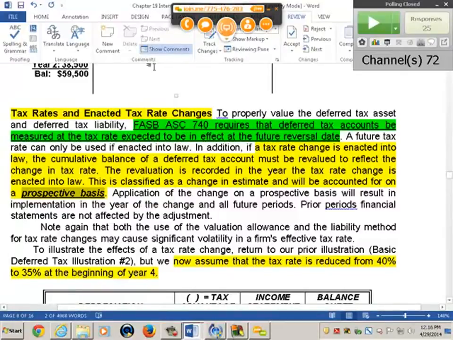All right, so now, I'm going to take my base example. And once again, our base example said we had income of $400,000, constant income. We had straight line for book of $50,000 a year. We had a tax rate of 40%. That rate is now going to drop to 35% in year 4.